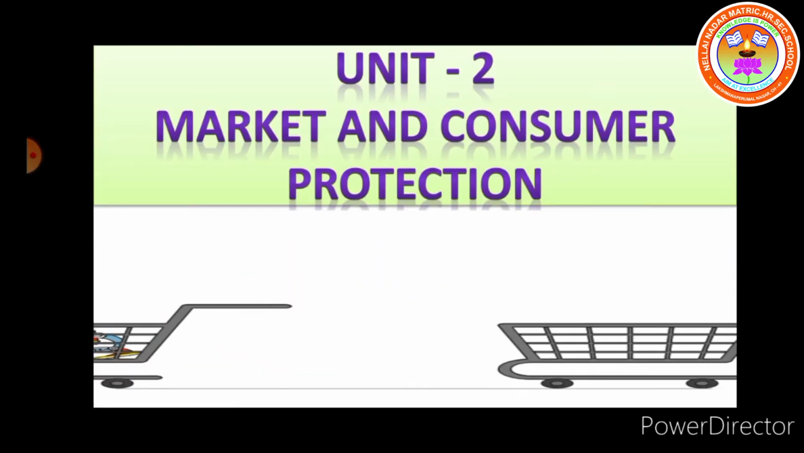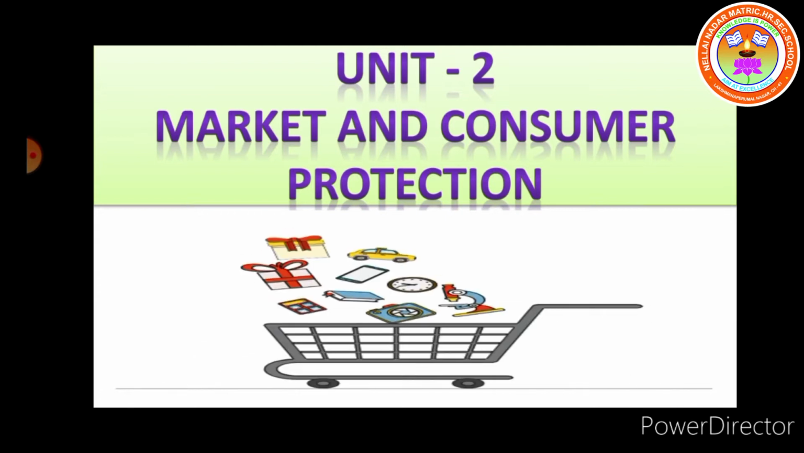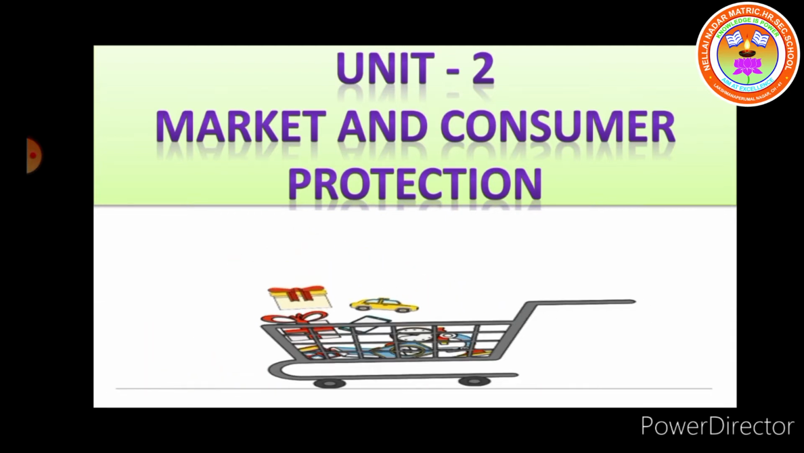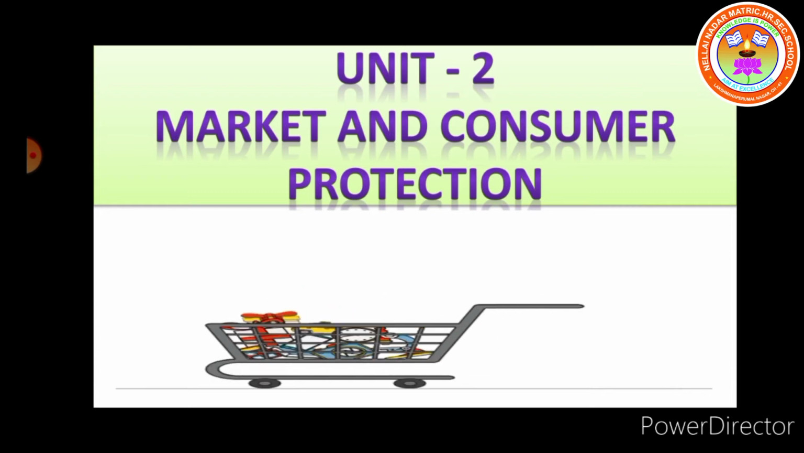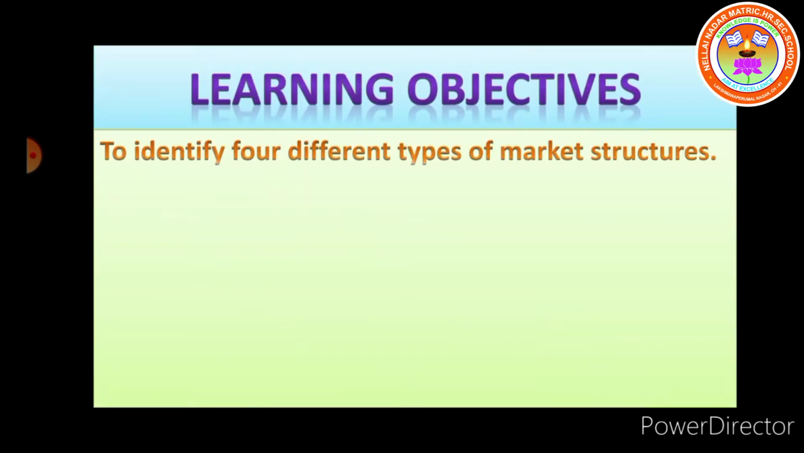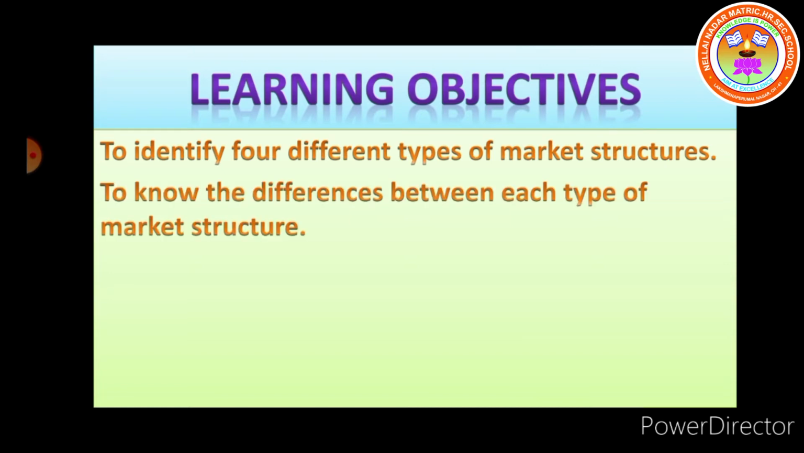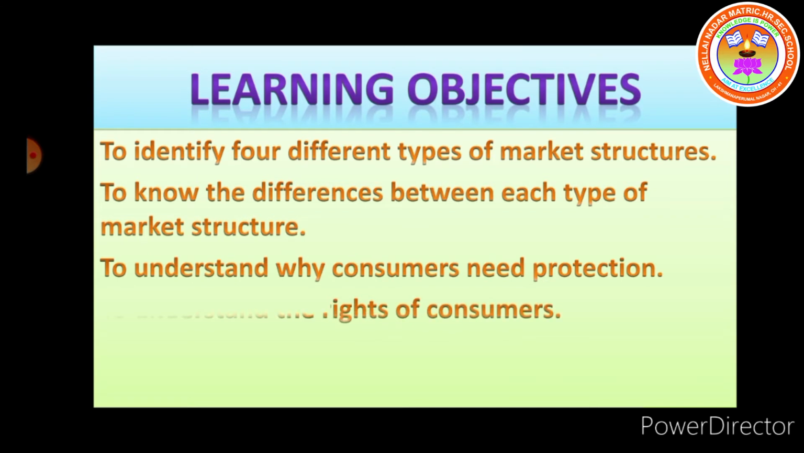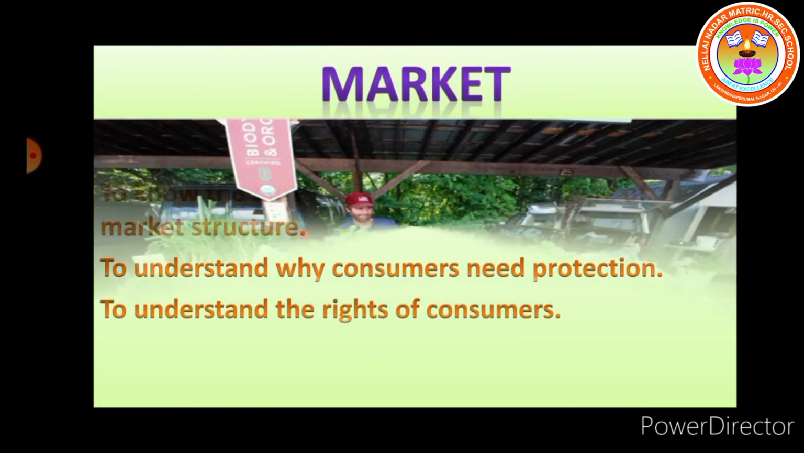Today I am going to discuss the lesson Civics Unit 2, Market and Consumer Protection. Okay? Learning objectives: to identify 4 different types of market structures, to know the differences between each type of market structure, to understand why consumers need protection, to understand the rights of consumers. Okay, let us see one by one.